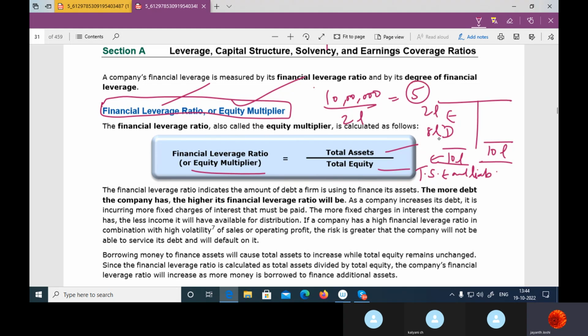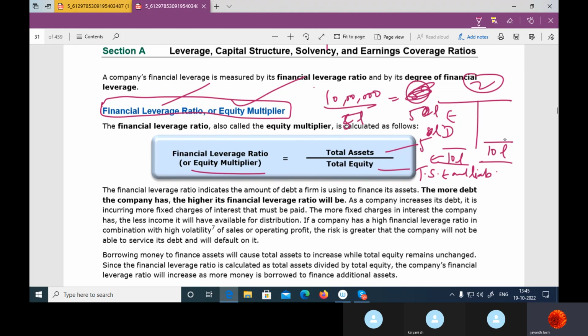10 lakhs divided by 2 lakhs. This is your assets value and your equity. Okay, let's say your equity is 5 lakhs here and 5 lakhs is your debt. If I write 5 here, I get 2, correct? What does it show? If your asset is twice of your equity, that means half of the assets have been funded by equity and half of the assets have been funded by debt, correct? Very simply understood.